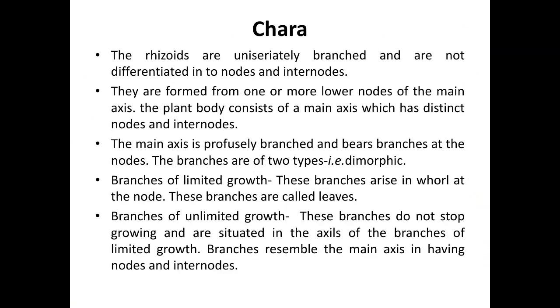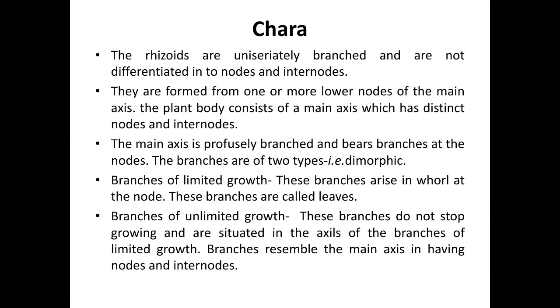They are formed from one or more lower nodes of the main axis. The plant body consists of a main axis which has distinct nodes and internodes. The main axis is profusely branched and it bears branches at the node. The branches are of two types, and that's why it is generally known as the dimorphic type of nature of leaves.